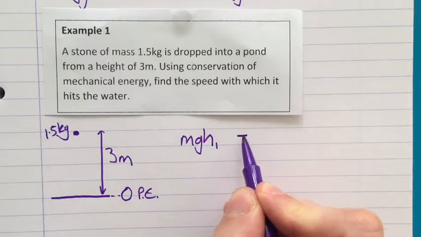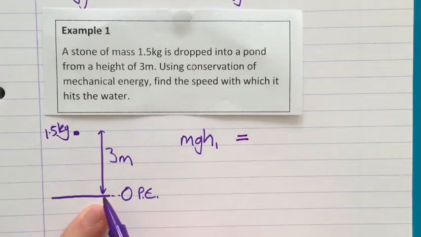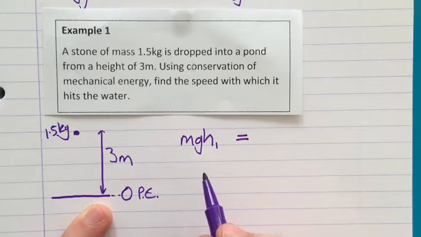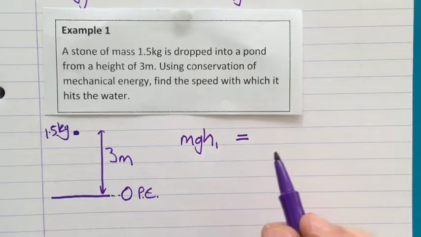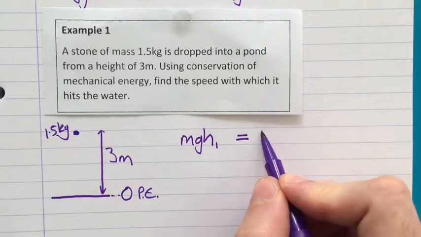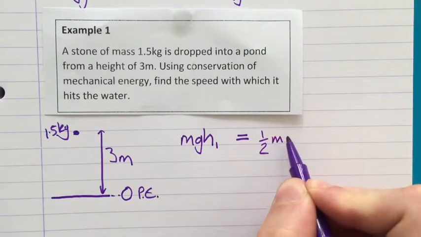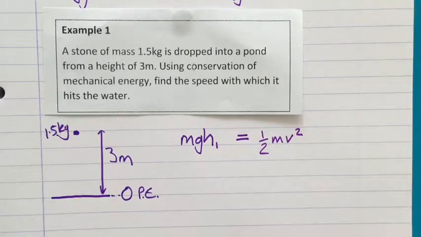We aren't moving, we're stationary to begin with, so I'm not going to include any kinetic energy there. And that is going to equal, at the other side, when we hit the pond here, we're now at our zero potential energy state, so we have no gravitational potential energy. We do, however, have kinetic energy, so we're going to have half mv squared. Now it's just a case of substituting in and solving.